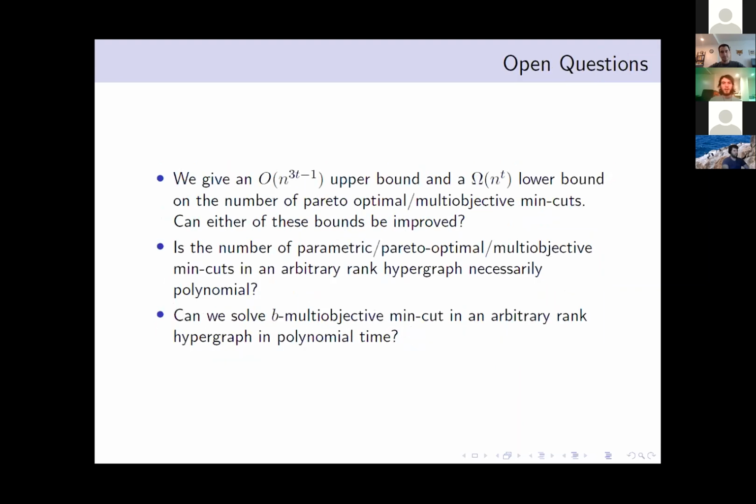Some open questions are, can the gap between our upper and lower bound be improved? And does any of this generalize to arbitrary rank hypergraphs, where we can't use uniform contraction and therefore our arguments don't extend? So is the number of multi-objective or even parametric min-cuts polynomial? And can we solve B multi-objective min-cut efficiently?